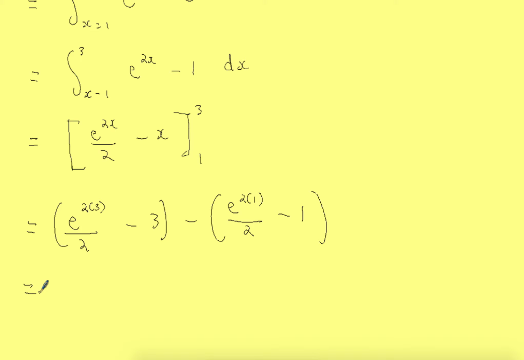Type that into my calculator. So that's e to the power of 6 divided by 2, take away 3. And there is 198.714. Then e to the power of 2 divided by 2, take away 1. So that's 1.463.